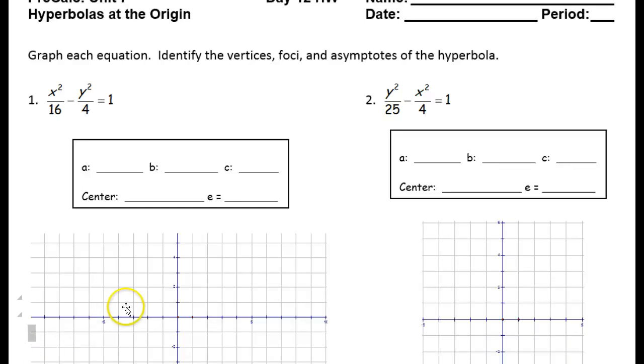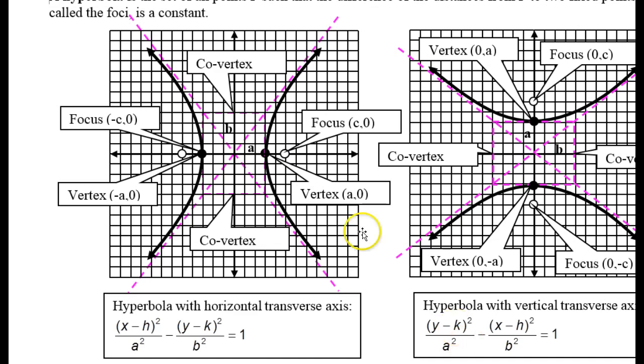In this video, I will show you how to write and graph the equation of a hyperbola. Now, a hyperbola looks like this. It comes in two branches. It has vertices. It has foci. It has asymptotes. These dotted lines are asymptotes. It has an A value and a B value.